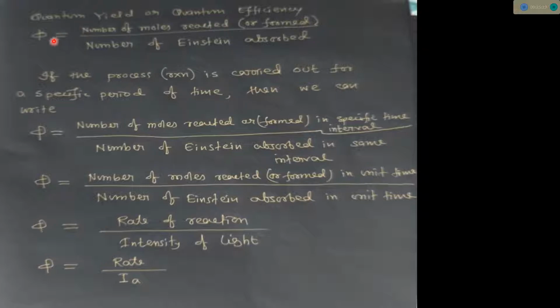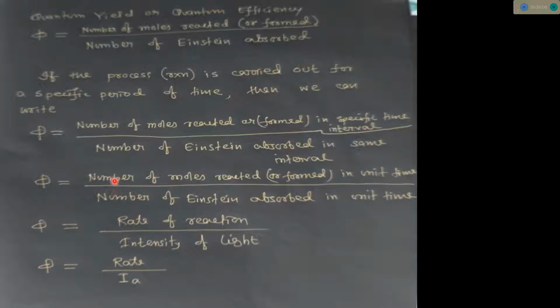Now this is the general expression for finding quantum yield or quantum efficiency. We can modify this expression like this. If the reaction is carried out for a specific period of time, then we can write number of moles reacted or formed in a specific time interval, upon number of Einstein absorbed in that time interval. Now we mention the time. So number of moles reacted or formed in unit time, upon number of Einstein absorbed in unit time. Unit time means 1 hour, 1 minute or 1 day.